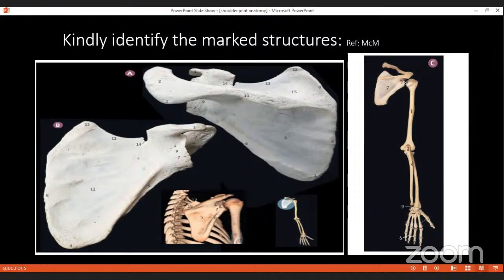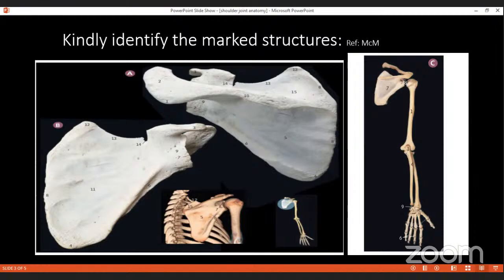Can you please tell me the surface marking of the coracoid process? If you are asked to mark it on a human being, how would you do it? Not sure about that now. I'll come back to that question. Coracoid process. Okay, can you please tell me how the shoulder girdle is stabilized?